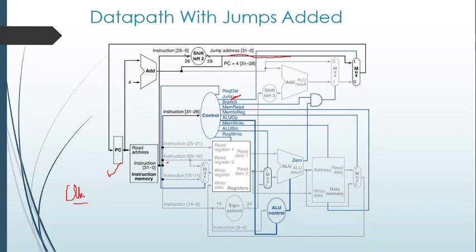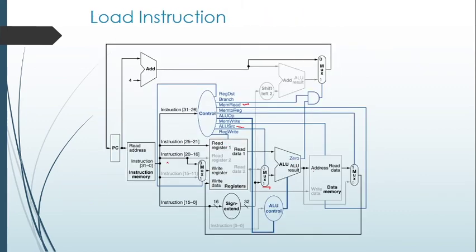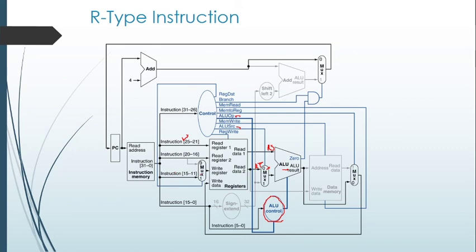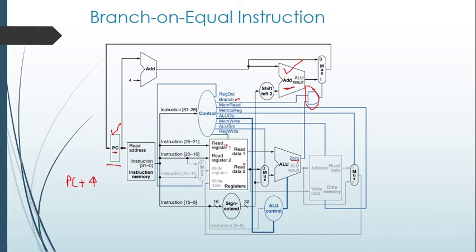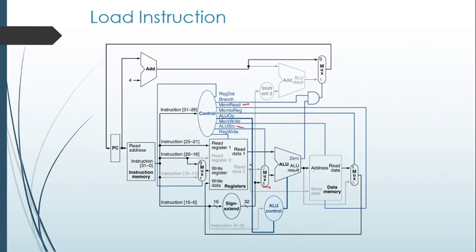We can see which instruction takes the longest path. Longest path means all the modules used in it. For an R type, the path is simple: instruction memory, register file, ALU, and back to register file. So these are the 4 modules used. For a load word instruction, instruction memory, register file, ALU, and data memory, and then back. Similarly, for branch, instruction memory, register file, ALU, and back to PC. You can see it is the load word instruction that takes the longest path.